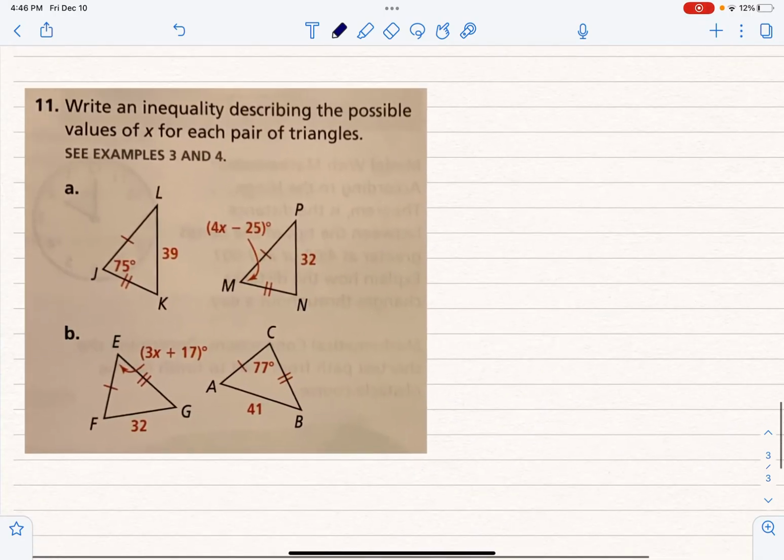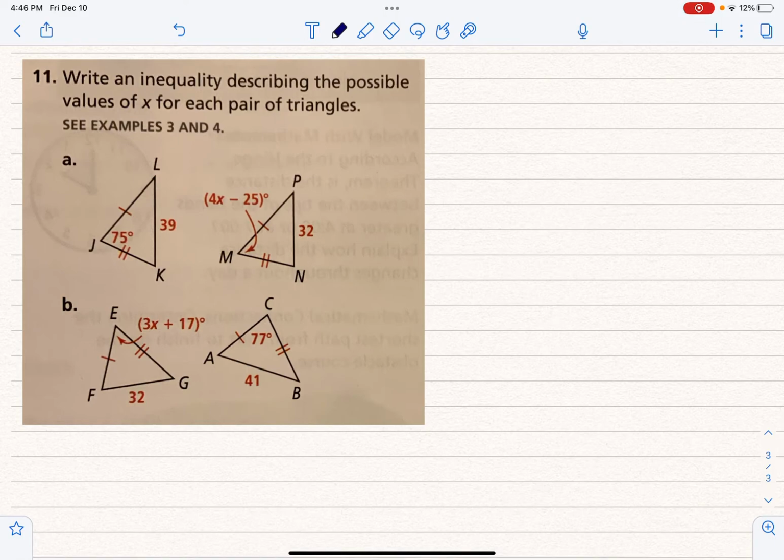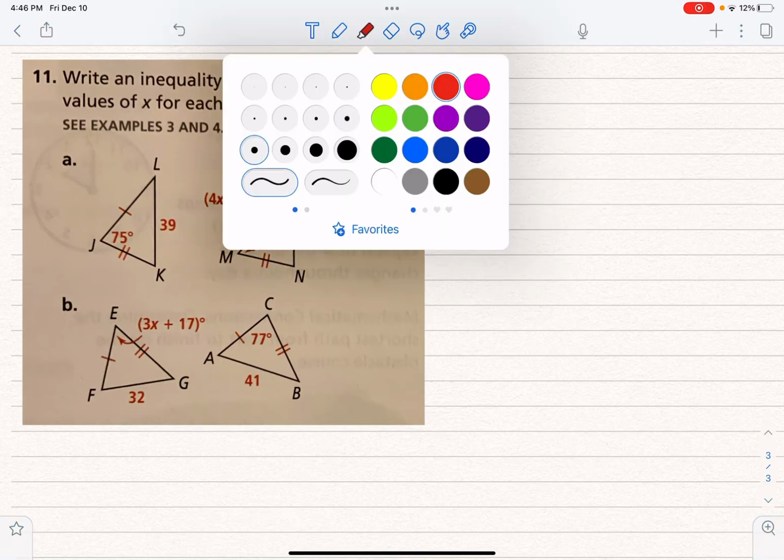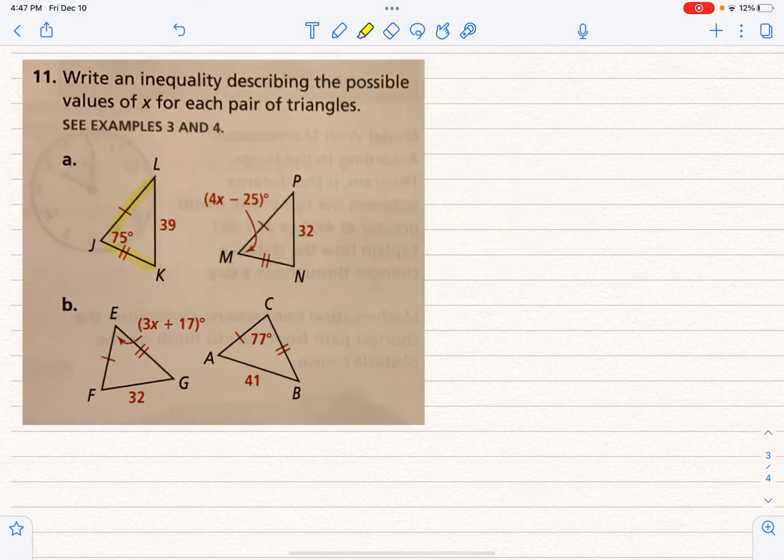Okay, moving on, number 11. This one, exact same situation, except this time, instead of having information about the angle, we have information about that other side, that opposite side. See here, again, these two are congruent to these two, so we're paying attention to that third side and go, wait, this one is bigger than this one. So that speaks to us about the angle.